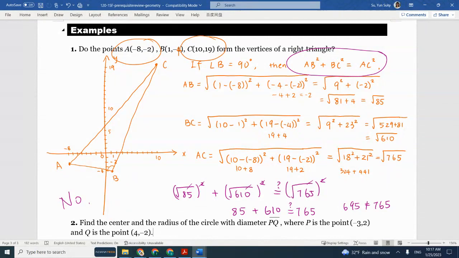So that is example 1. If you can understand this example, could you type 1 in the chat?